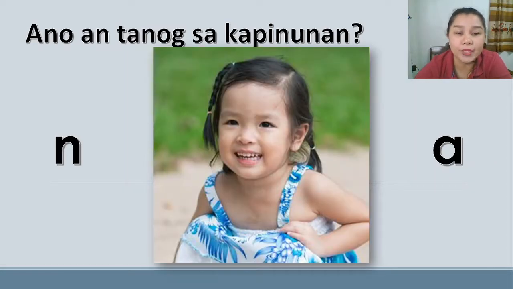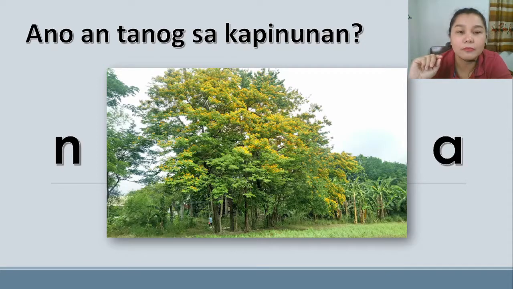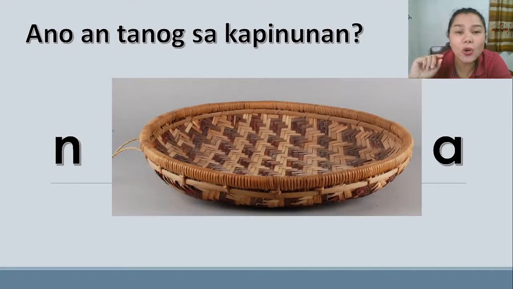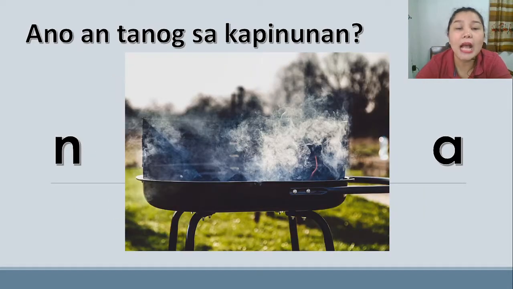Okay, another. Aki. Okay. Is it N o A? A. Okay. Next picture. Nara. N o A? Okay. N. Next. Nigo. Okay. N. Tama. Next, aso. Aso. A.